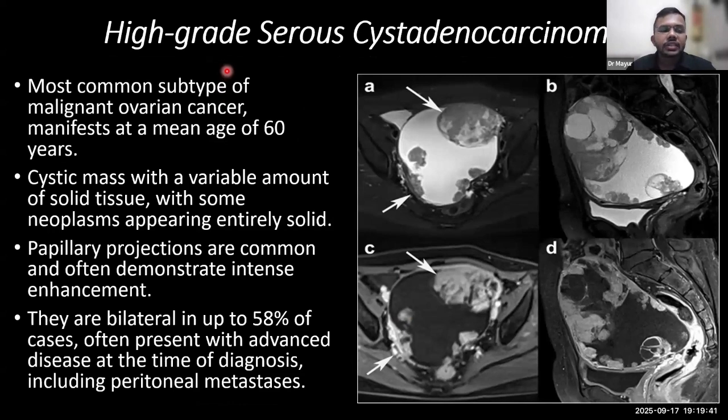High-grade serous cystadenocarcinomas are the most common malignant ovarian tumors. They manifest in the 5th and 6th decade of life. They are seen as cystic masses with variable amount of solid tissue, which intensely enhances on contrast imaging. In 50 to 60% cases, they are bilateral, and in a lot of cases, they present at an advanced stage, including having peritoneal metastasis. This is an example of high-grade serous cystadenocarcinoma.